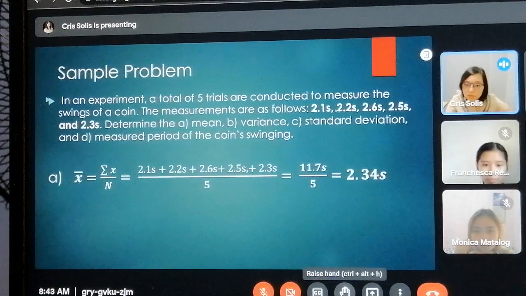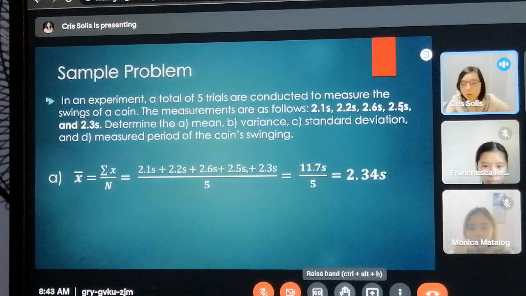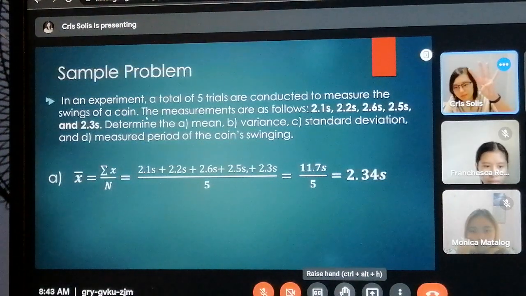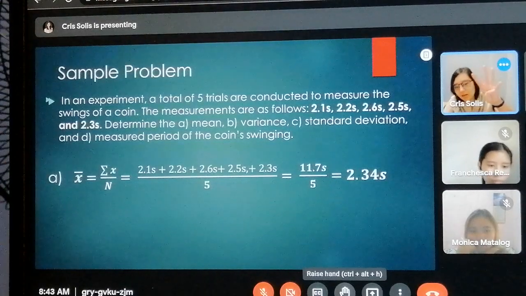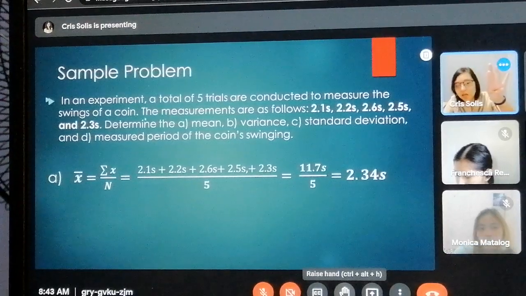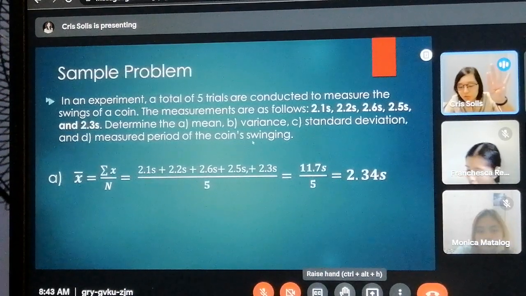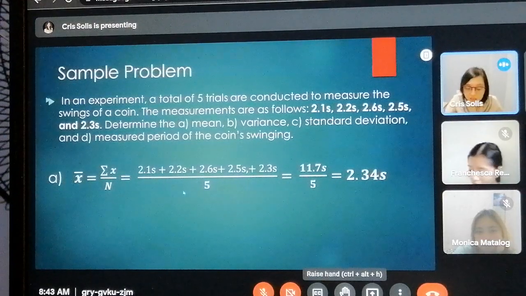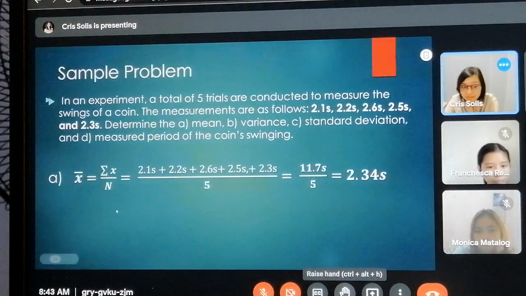You have 2.1 seconds, 2.2 seconds, 2.6, and 2.5, as well as 2.3 seconds. We need to get 4 things: your mean, your variance, standard deviation, and the measured period of your mean. So, ano yung mga formula that you need? Your mean, summation of x over n, your variance.